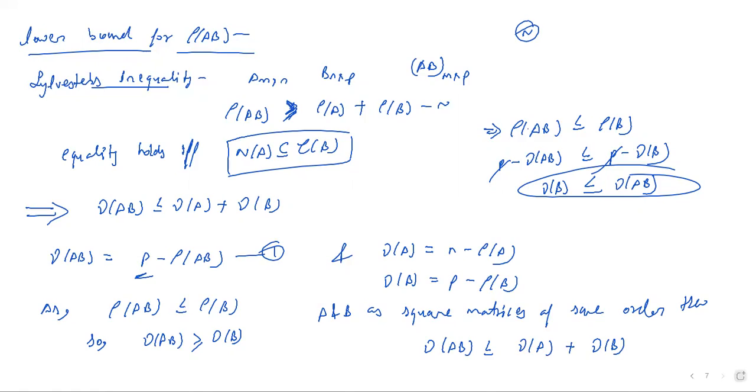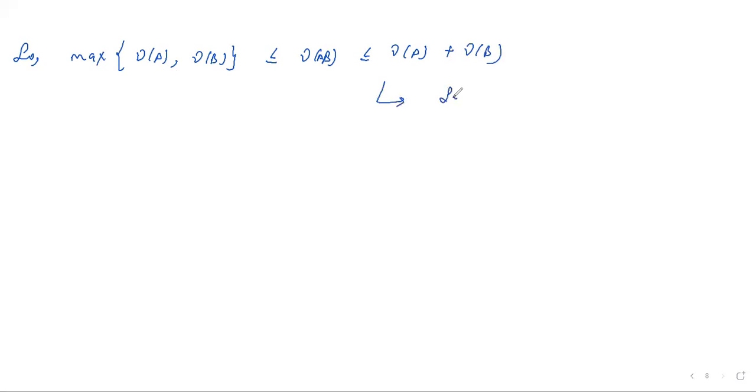So from this we got a very important result of the rank nullity: the maximum of nullity of A, nullity of B is less than or equal to nullity of AB, and that is less than or equal to nullity of A plus nullity of B. This is said to be the Sylvester's law of nullity.